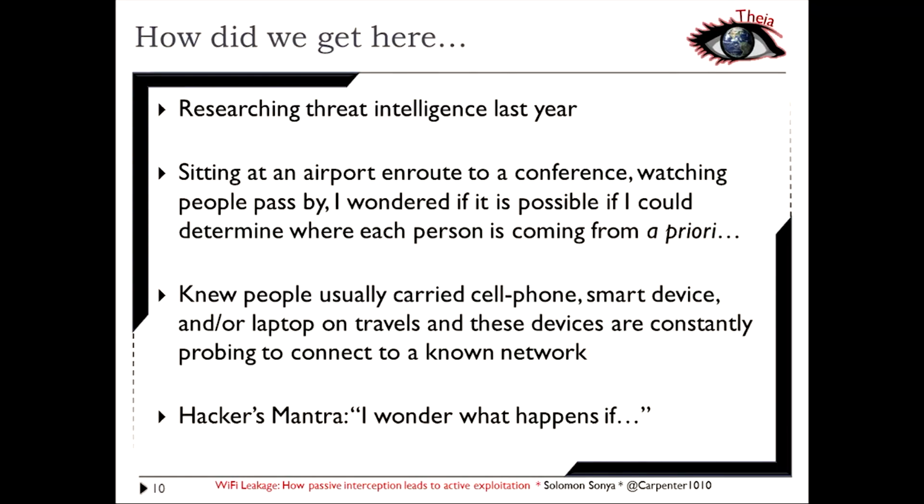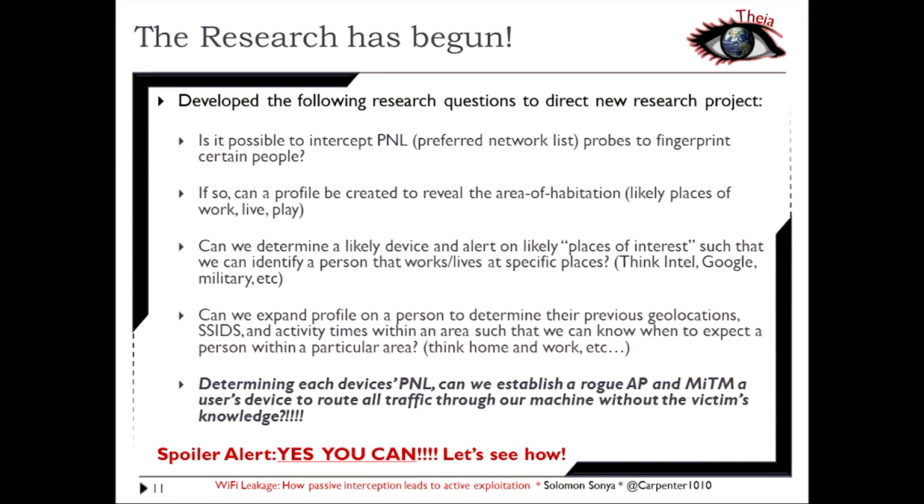And thus, our hacker mantra was accomplished. I wonder what happens if. What happens if I can intercept these signals? What can we do from this point? So now the research has begun. And to help guide the research, it's always good to have research questions that you're trying to accomplish. So these are the research questions I came up with. First, is it possible to actually intercept the PNL? I call it the preferred network list, or not I call it, it is called the preferred network list, coming off of your smart devices.